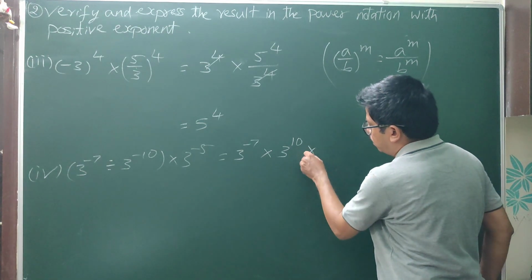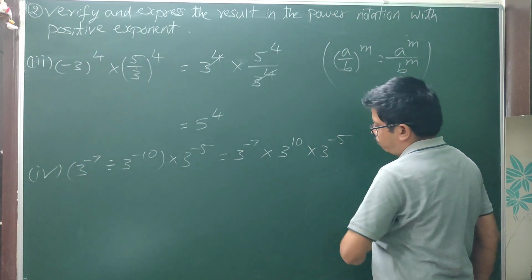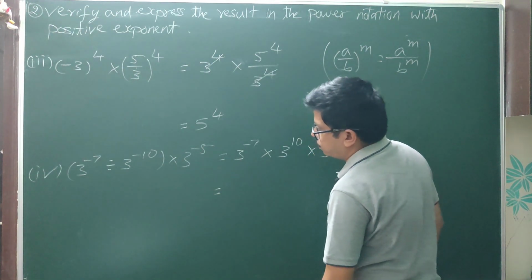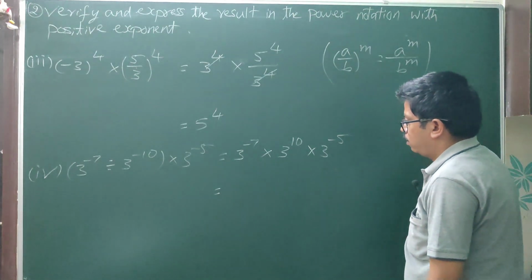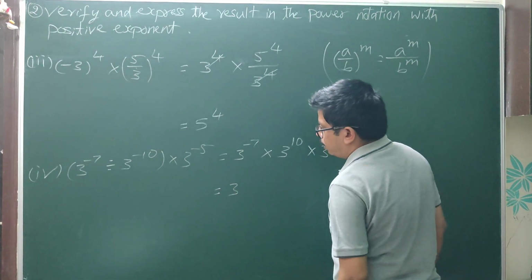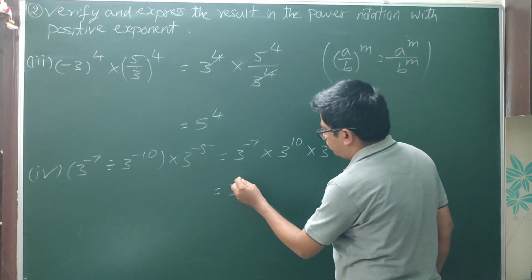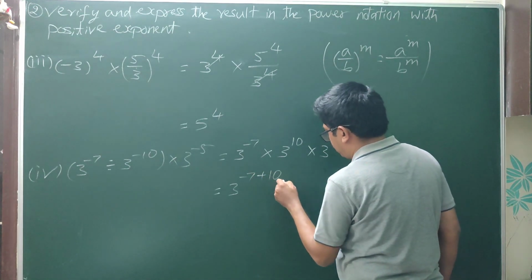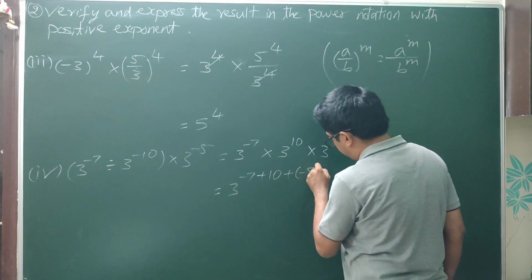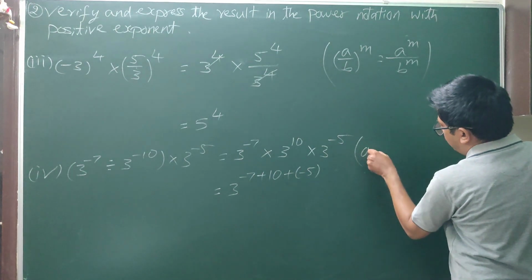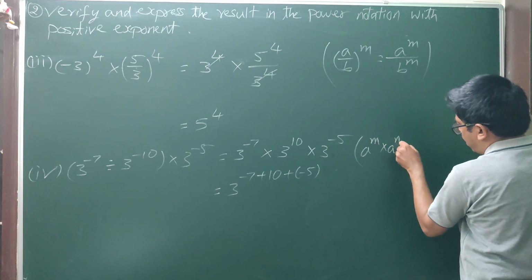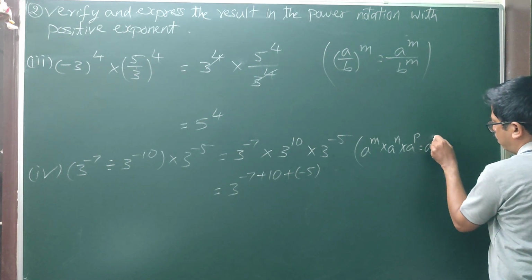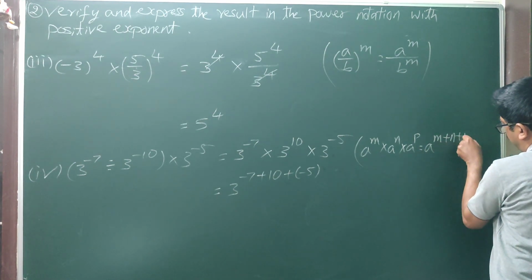Next, into 3 power minus 5 equal to 3 power minus 7 plus 10 plus of minus 5. Here we use the formula a power m into a power n into a power p equal to a power of m plus n plus p.